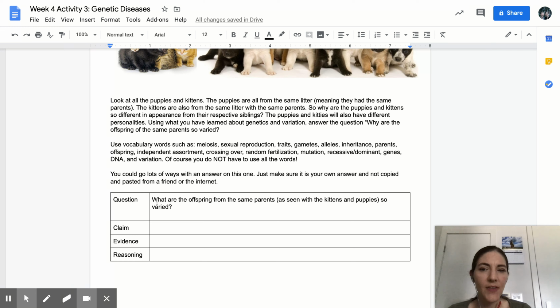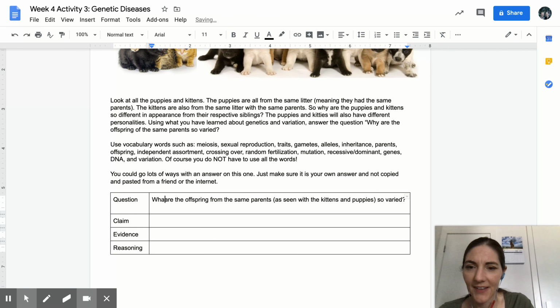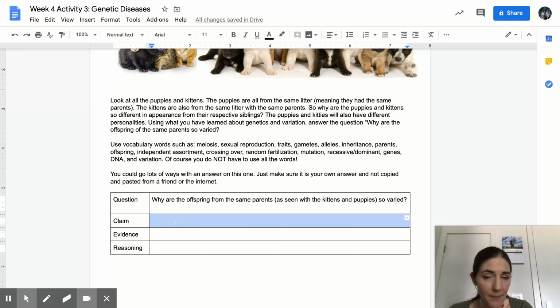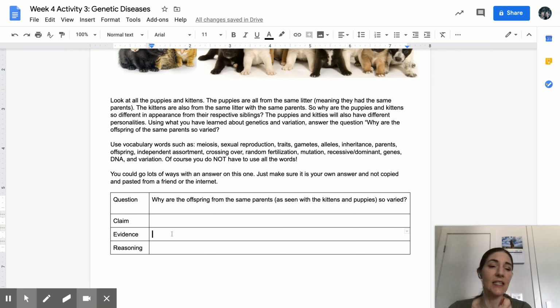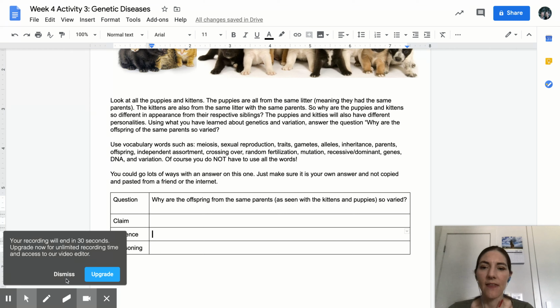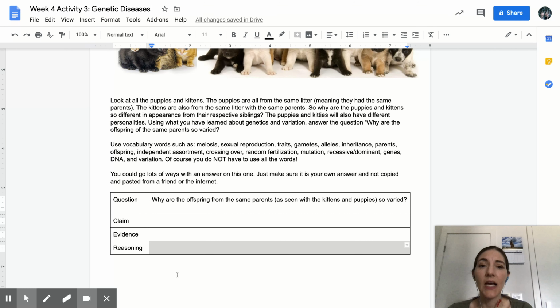So here's the question: why are the offspring from the same parents, as seen with the kittens and puppies, so varied? Have your claim, it is because of this and this and this, or just one thing. Your evidence, what do we see? And then finally, your reasoning would be talking about how we know all this variation comes about. So what are the drivers of variation?